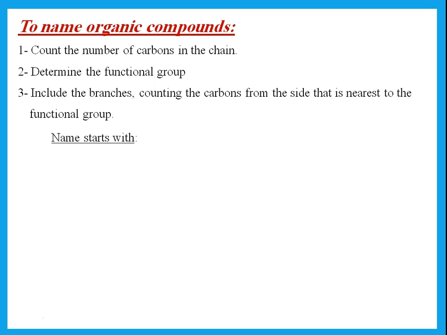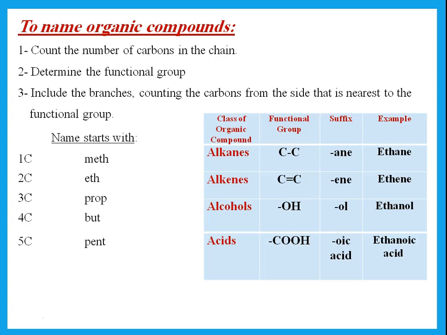First of all, you need to know that anything that has one carbon, its name will start with meth. 2 carbons, its name will start with eth. 3 carbons, prop. 4 carbons, bute. 5 carbons, pent. And then, is it methane or ethene or propanol or butanoic acid? That will depend on, does it have only single bonds between the carbons, or does it have a double bond somewhere, or does it have an OH somewhere, or does it have a COOH somewhere?